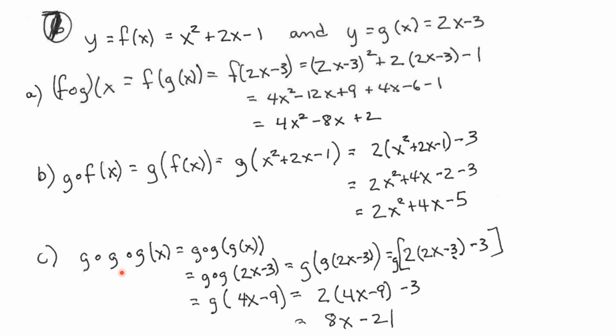And here we're doing g composed with itself several times. So this is g of g of x. So this is this, and then this is going to be g of that. Now that is going to be 2 times 2x minus 3, all minus 3. And if I simplify this, that is 4x minus 9. So there's going to be 2 times 4x minus 9 minus 3. And when I do the final simplification, I get 8x minus 21.